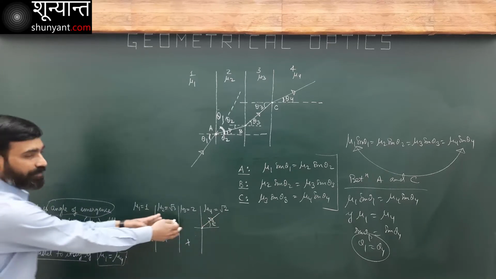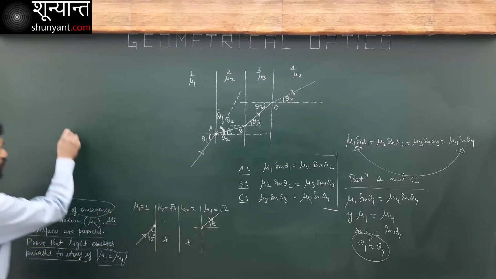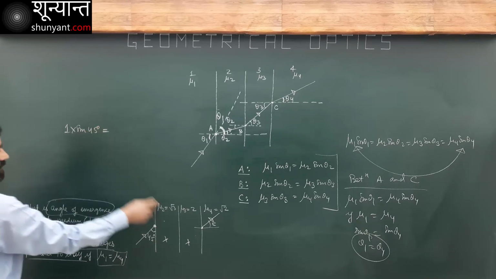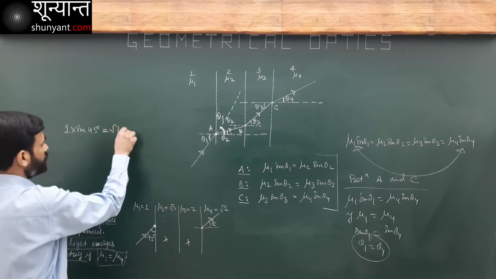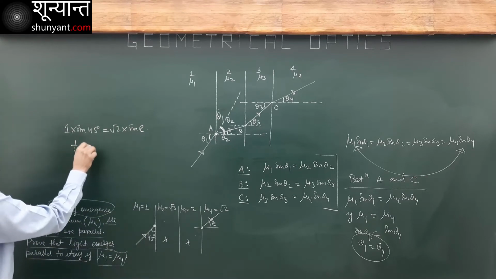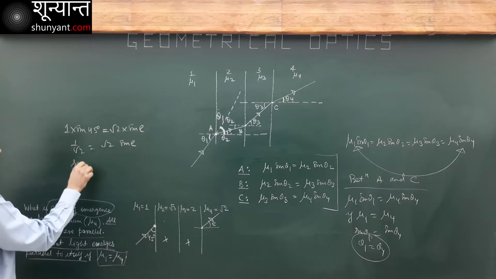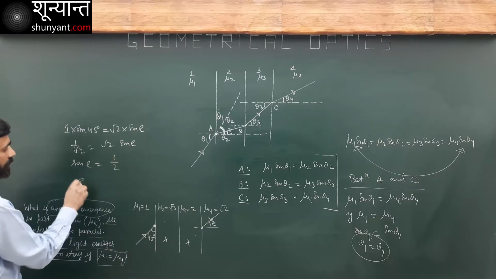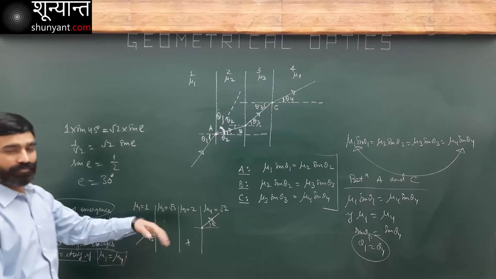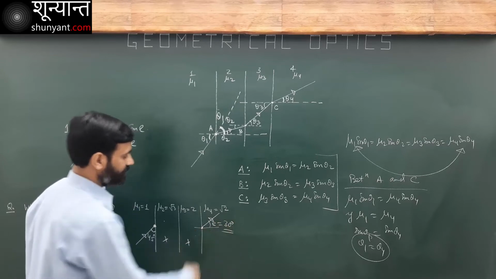Okay, do not worry what is happening here. You write Snell's law between this point and this point. 1 times sine 45 is equal to root 2 times sine e. So 1 over root 2 is root 2 sine e. Sine e is half, e is 30 degrees. That means this light is going to finally come out in this medium at an angle of 30 degrees, like this.